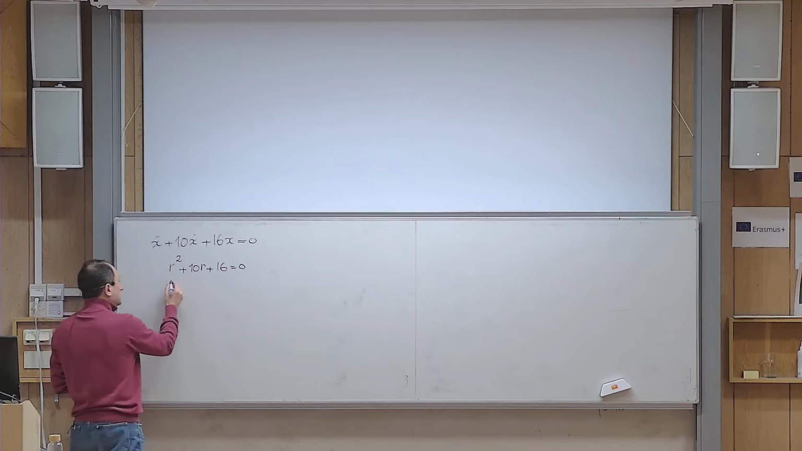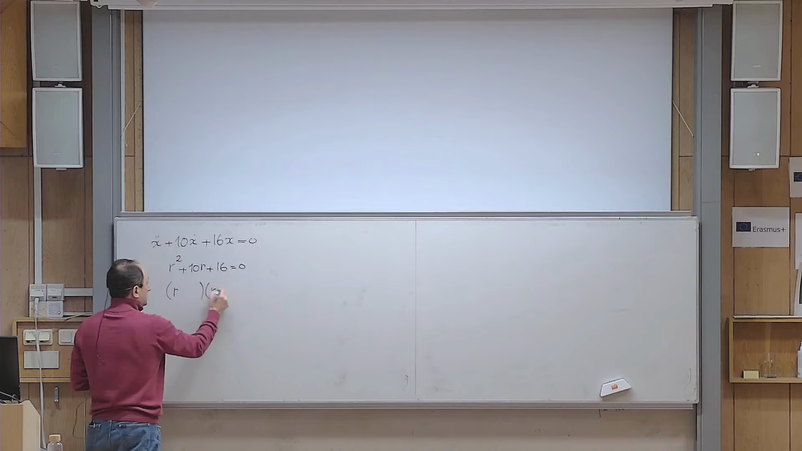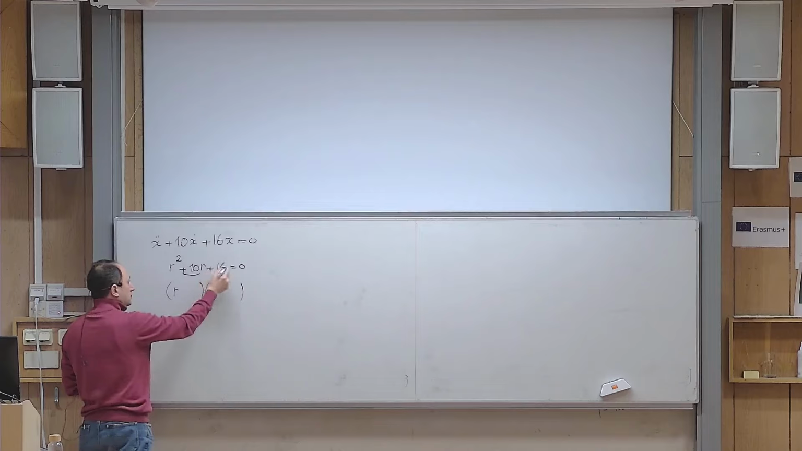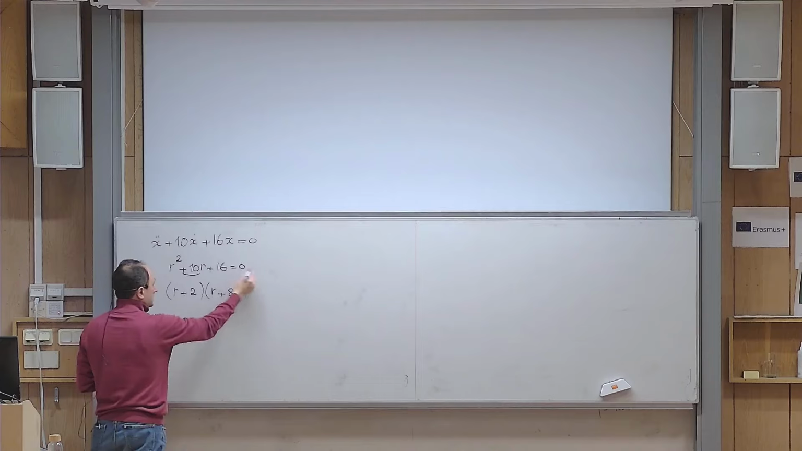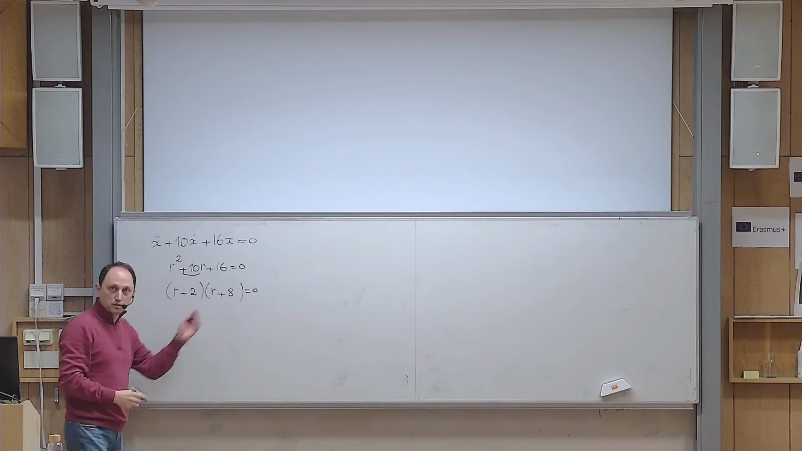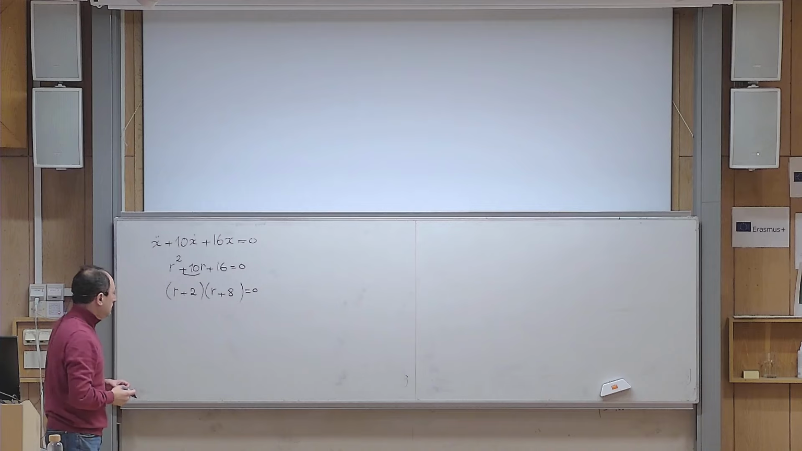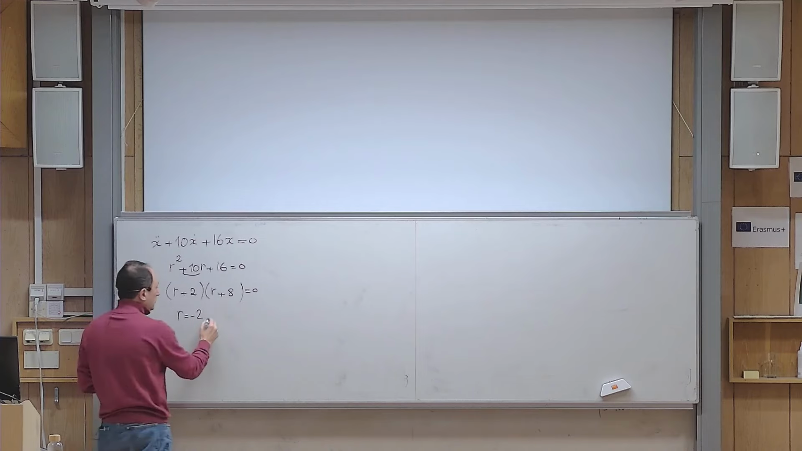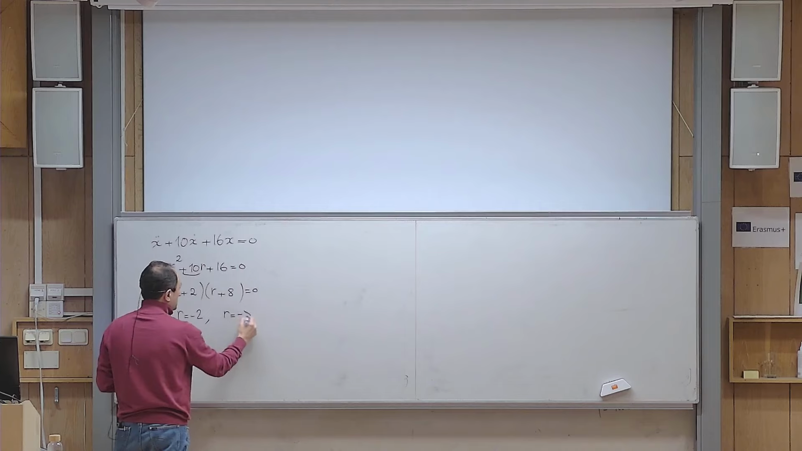I use factorization, so I put one r here, one r there. I ask myself, are there two numbers whose sum is 10 and the product is 16? So simple, one of them is 2, the other one is 8. It becomes equal to 0. Of course, you can use the ABC formula as well. Okay, so the product of two numbers is equal to 0. Either the first one is 0, so this means that r is minus 2, or the other one is 0, it means r is minus 8.